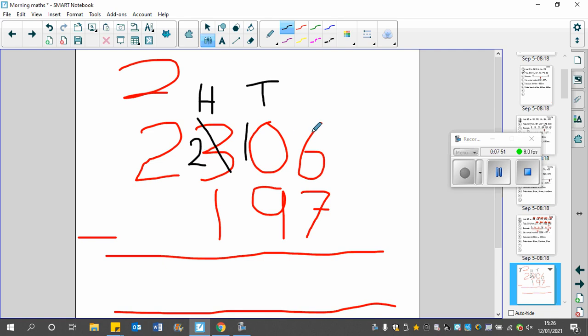Right, go back. 6 take away 7 we can't do, but we can exchange from the tens column. Strike out the 10, and instead of 10 we now must put a 9. One of those is worth 10 of these. So instead of a 6, we put a 1 there. 1 and 6 is 16. 16 take away 7, and the answer is 9. So put a 9 down there. Let's just think. 9 and 7 is 16. Yeah, that's correct.